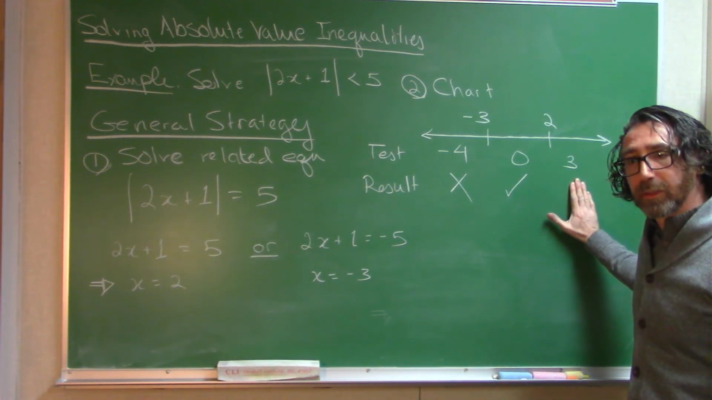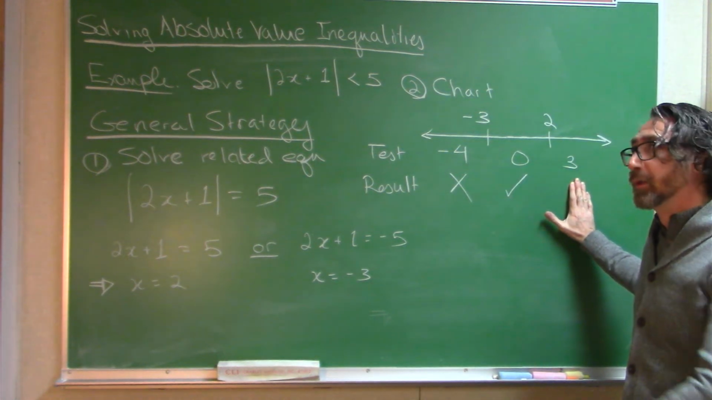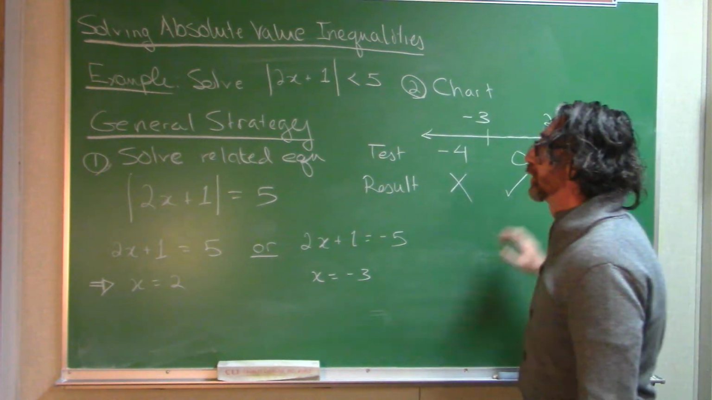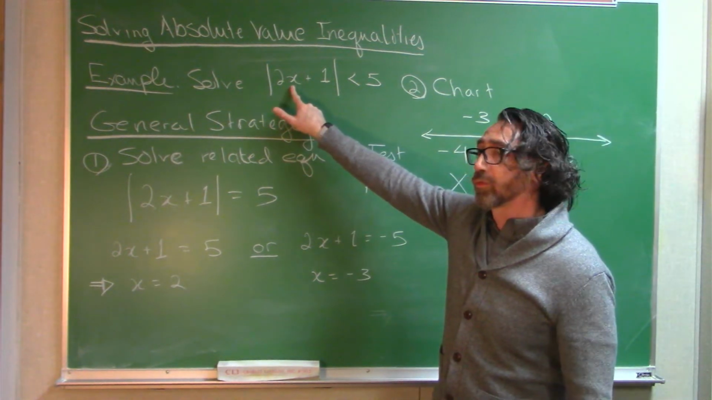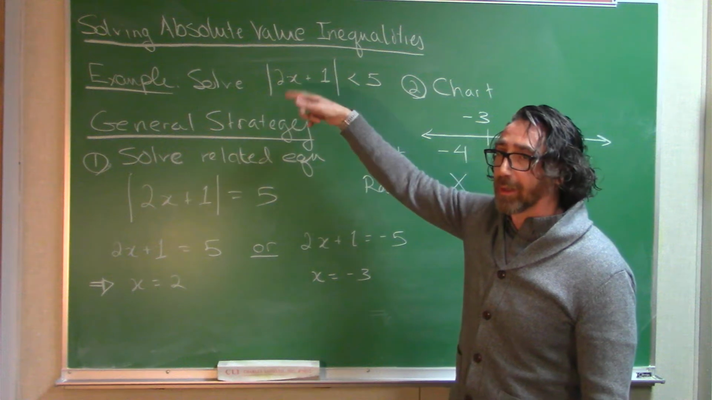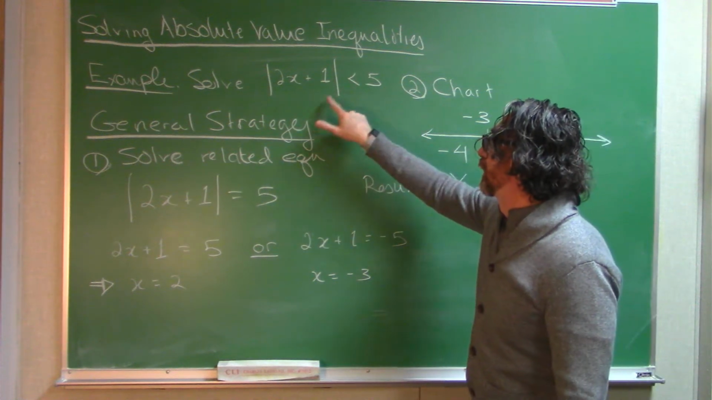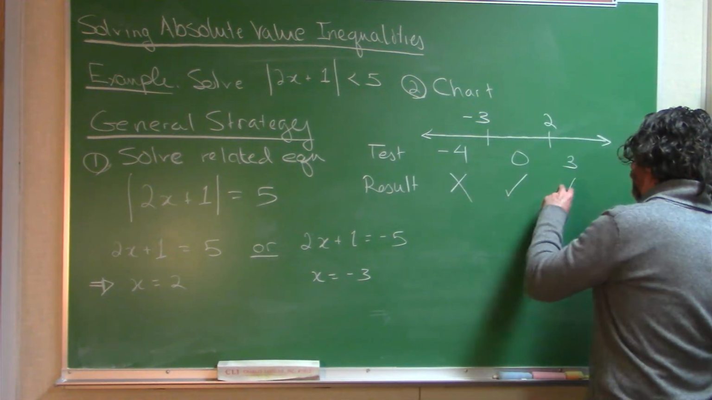Lastly, let's try this test value. Plug in x equals 3. Substitute 3 for x. 2 times 3 is 6, plus 1 is 7. Absolute value of 7 is 7. 7 is not less than 5. That region is out.